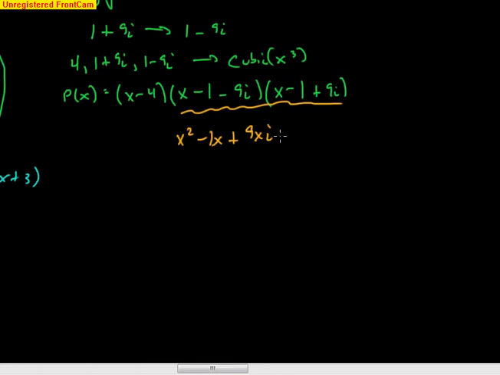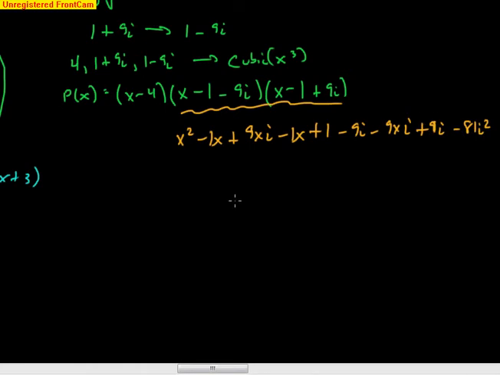Negative 1 times x is negative 1x. Negative 1 times negative 1 is positive 1. Negative 1 times positive 9i is negative 9i. And the negative 1 is done. And now negative 9i. Negative 9i times x is negative 9xi. Negative 9i times negative 1 is positive 9i. And negative 9i times positive 9i is negative 81i squared.